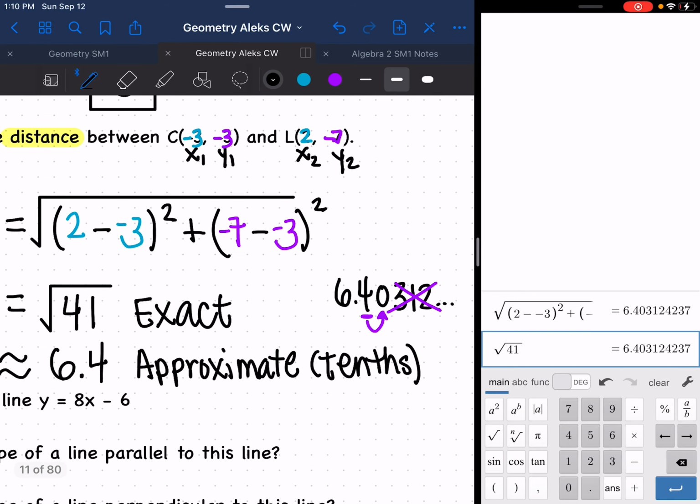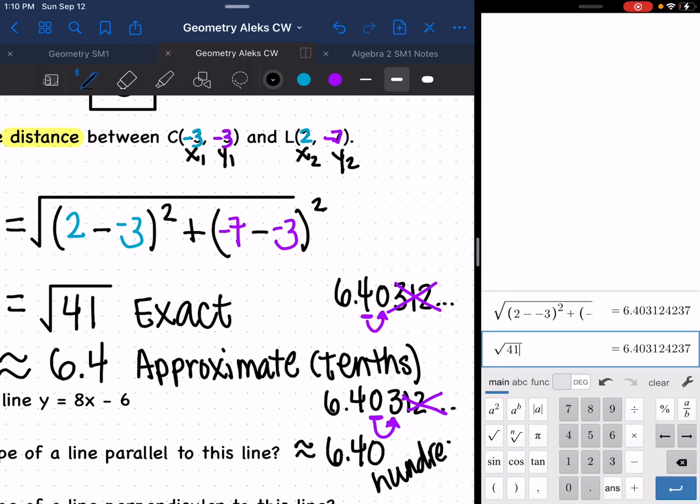If I were approximating to the nearest hundredth, this is the hundredths place. So this guy's going to tell me if I should round or not. I didn't need those. If I were rounding to the nearest hundredth, I would put 6.40. This would be the approximate to the nearest hundredth, just depending on what the test asks.